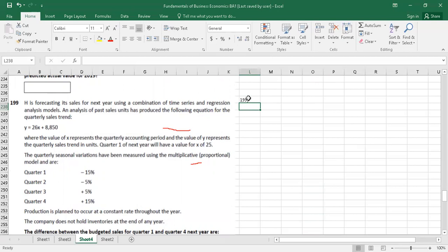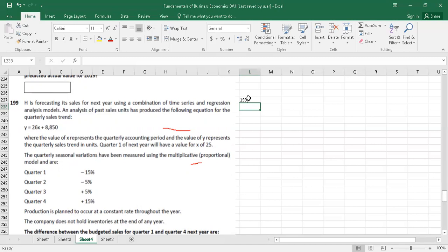H is forecasting its sales for next year using a combination of time series and regression analysis models. An analysis of past sales units has produced the following equation for the quarterly sales trend: Y is equal to 26X plus 8850. So A plus BX, wherever X is there, that will represent the time period, where the value of X represents the quarterly accounting period and the value of Y represents the quarterly sales trend in units. So quarter one of next year will have a value for X of 25.